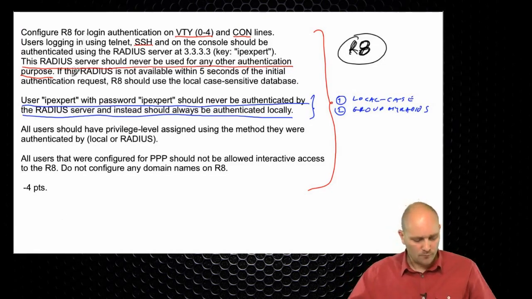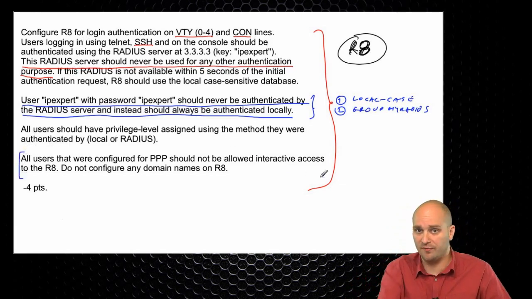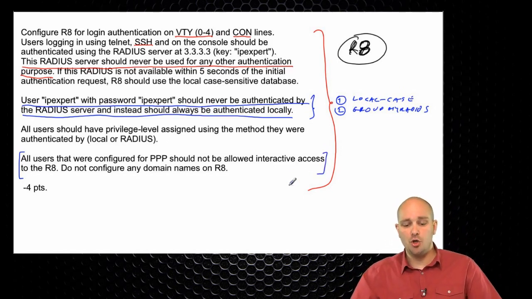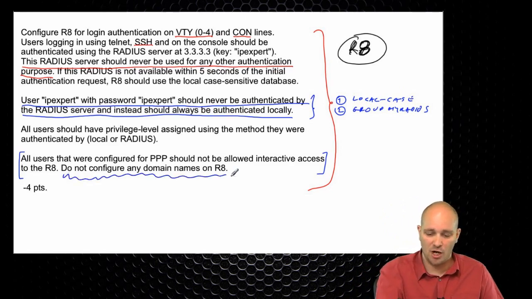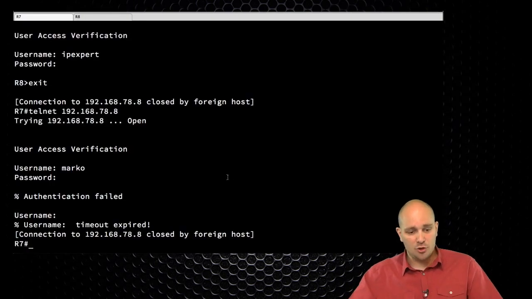But let's take a look at this requirement here. Now, I know that we have to take care of the privilege levels, but this one here is much more fun. It says all users that were configured for PPP should not be allowed interactive access to R8. Do not configure any domain names on R8. So we have already taken care of this, and it's actually unrelated to this requirement. It's part of something else. But let me show you what I mean by this.